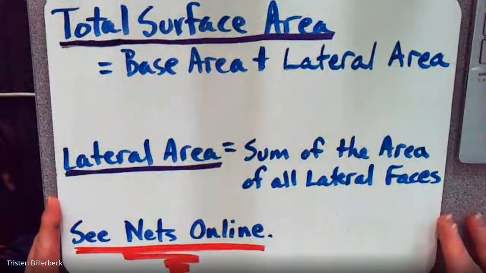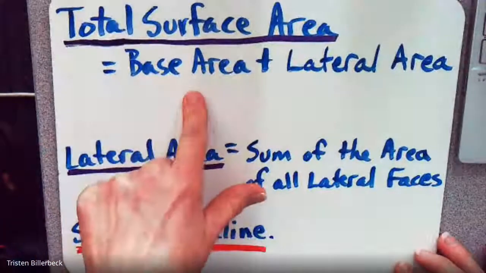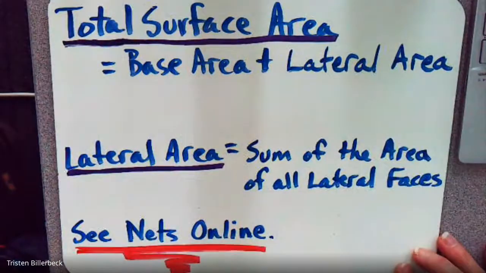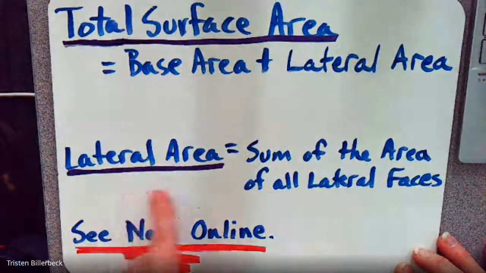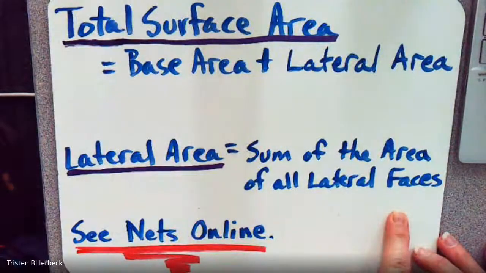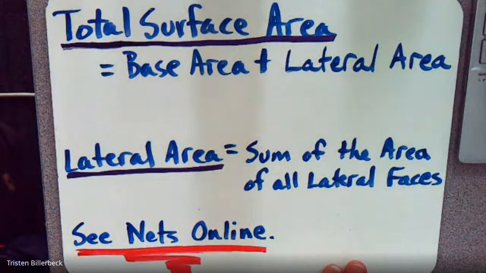Okay, so to find the total surface area, we add the base area plus each one of the lateral surface areas. So the lateral area is the sum of all the lateral faces, the areas of the lateral faces. Okay, let's take a look at some online representations to help you understand more about pyramids.